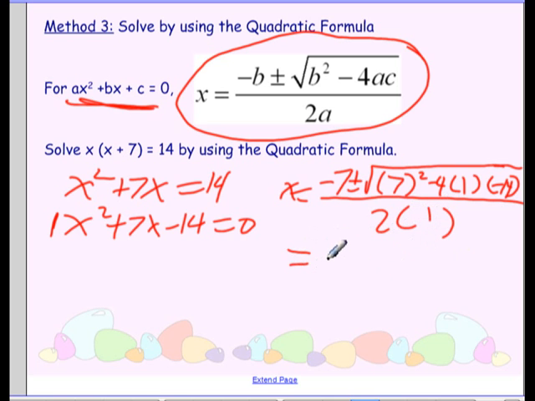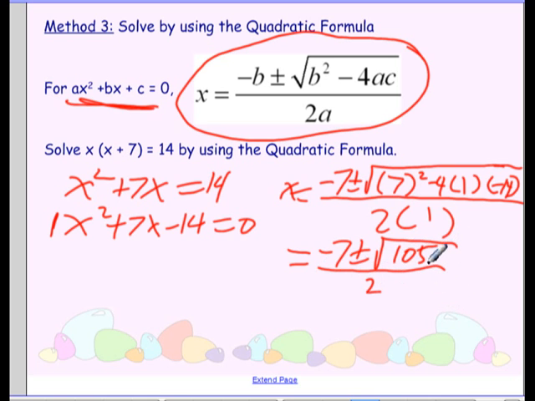So that is going to equal, on the top, negative 7 plus or minus, let's simplify all this, so that's 7 squared, that's 49. Negative 4 times 1 is negative 4. Negative 4 times negative 14, that's 56. So that's 49 plus 56, which is 105, if I'm doing that correctly, all over 2.